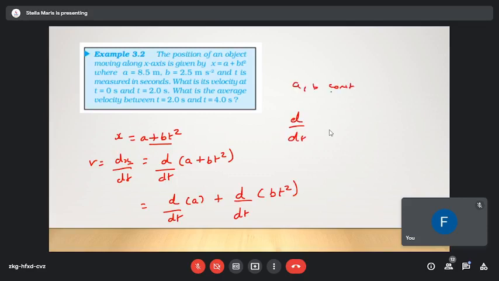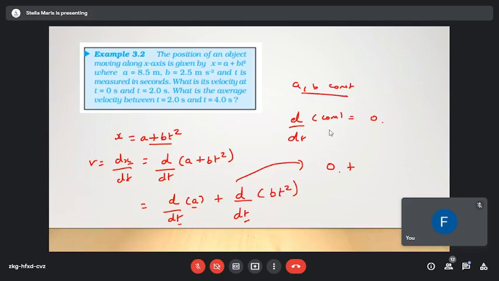Always remember, when you're differentiating a constant, a and b are constants in this question, it is nothing but 0. So a is a constant, so we are differentiating a with respect to time t, and it becomes 0. Plus, when you are differentiating bt squared with respect to time, you cannot differentiate b with respect to time. So this constant will be like this.